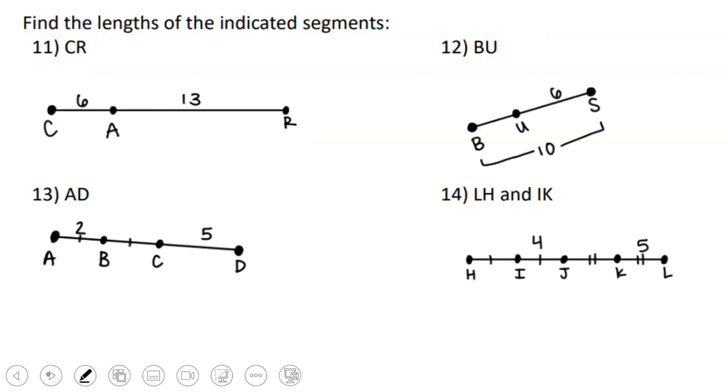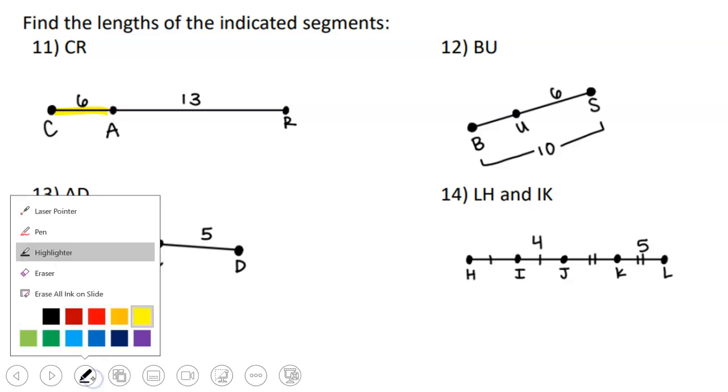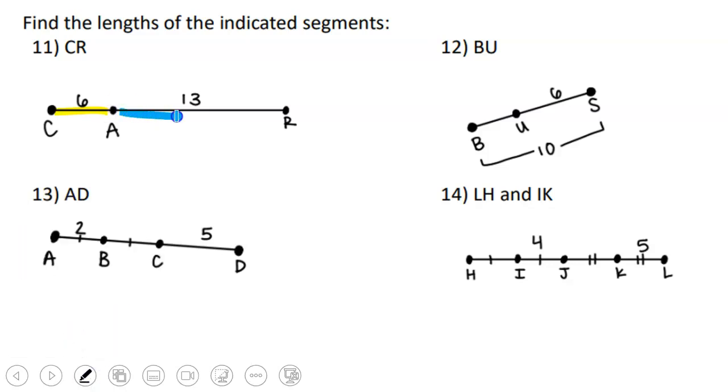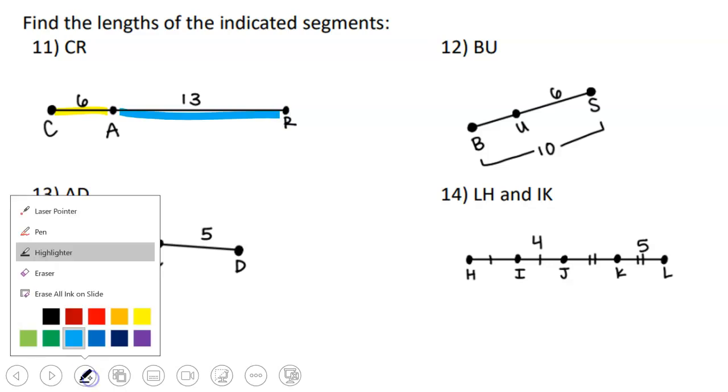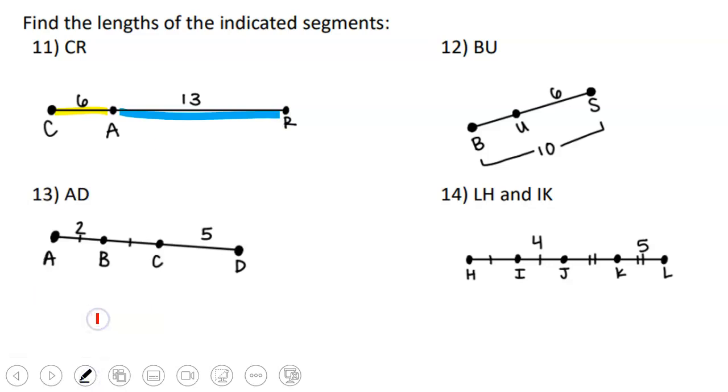So if I want to find the length of segment CR, I know that CA is 6 and AR is 13. So CR would be 6 plus 13 or 19.